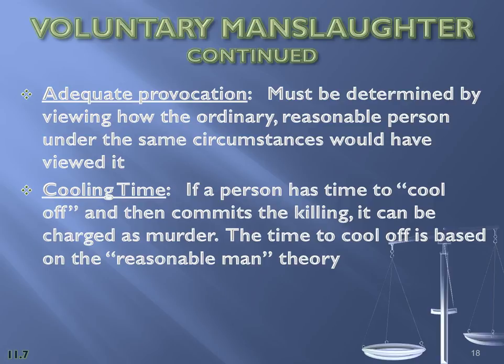Now, staying with the same thing for a second, voluntary manslaughter. There's a couple of phrases that really are a must for us to know. Adequate provocation must be determined by viewing how the ordinary reasonable person under the same set of circumstances would have viewed it for voluntary manslaughter. And then there's a thing called cooling time. If a person has had time to cool off and then commits the killing, it can be charged as murder. The time to cool off is based on that reasonable man theory again.